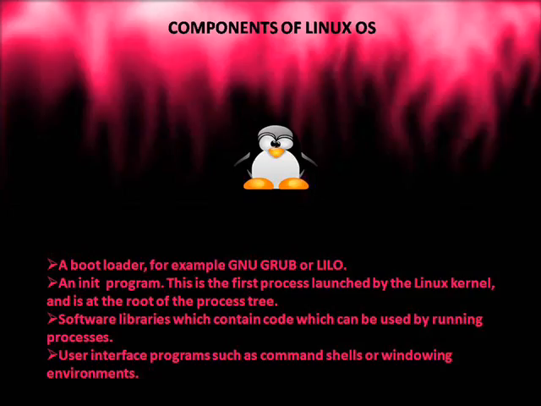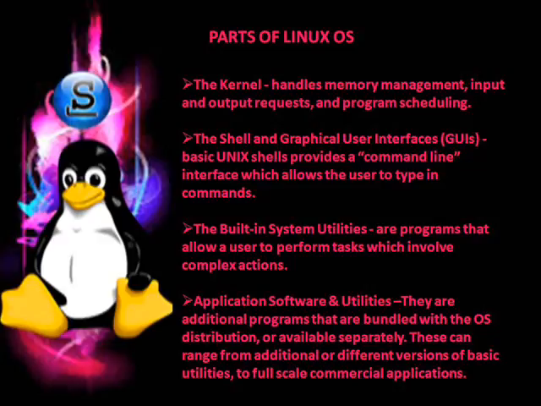Components of Linux OS. A bootloader, for example GNU GRUB or LILO. An init program. This is the first process launched by the Linux kernel and is at the root of the process tree. Software libraries, which contain code which can be used by running processes. User interface programs such as command shells or windowing environments.